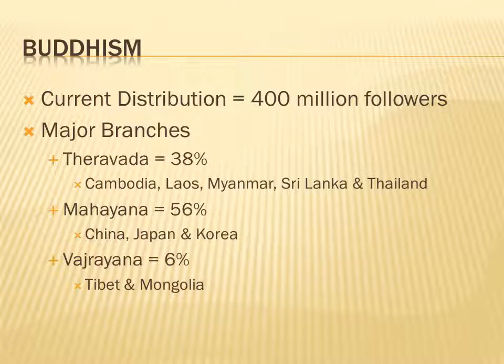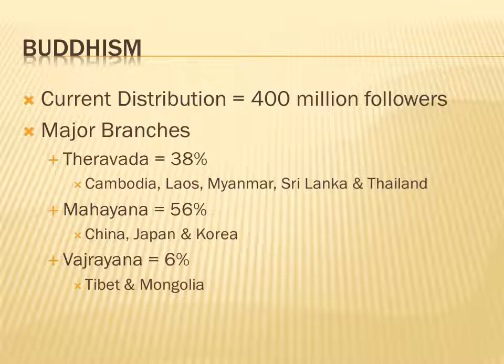So let's go ahead and take a look at some of the different branches of Buddhism. The worldwide distribution is about 400 million people, but that's difficult to accurately count because, for example, China is officially atheist but has many people who are Buddhist, but at the same time, someone might be Buddhist as well as Confucianist. It makes it a little more challenging to accurately get the number of people who are actually Buddhist.